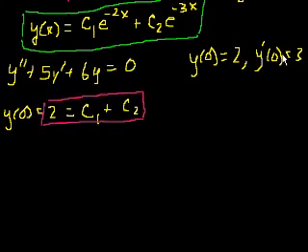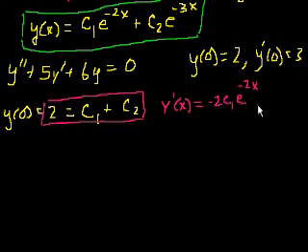Now let's apply our second initial condition that tells us the slope at x is equal to 0. So y prime of 0. This is our general solution. Let's take its derivative, and then we can use this. So y prime of x is equal to what? The derivative of this is equal to -2 c1 times e to the -2x. And what's the derivative of this? It's -3 c2 times e to the -3x.